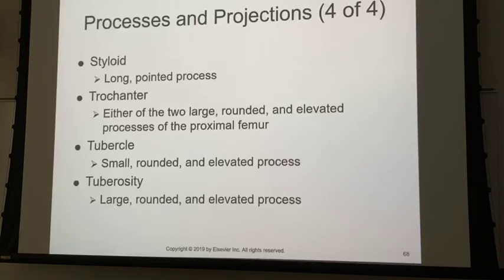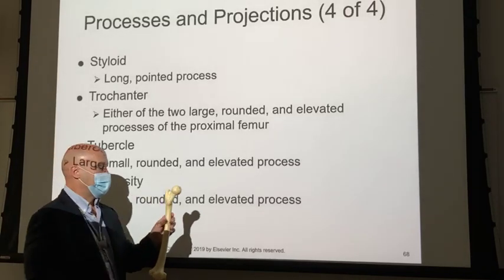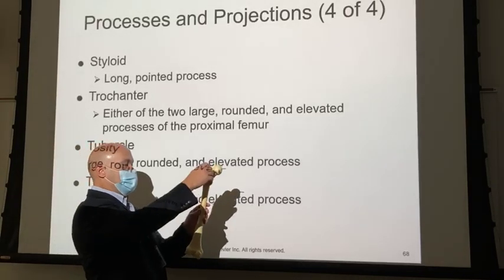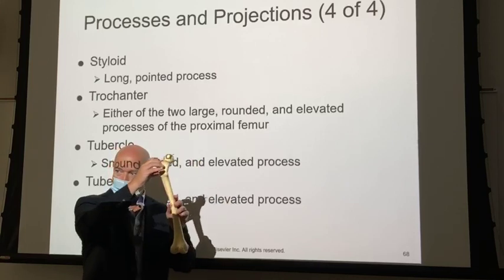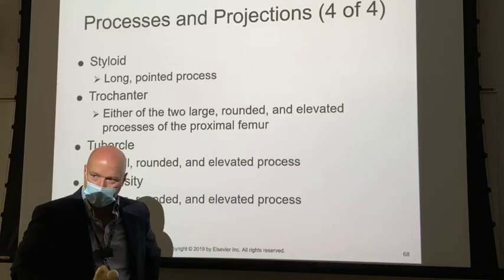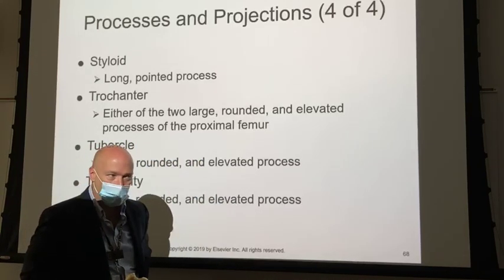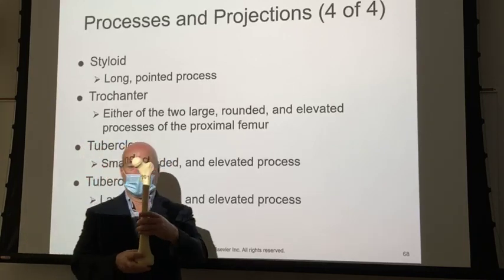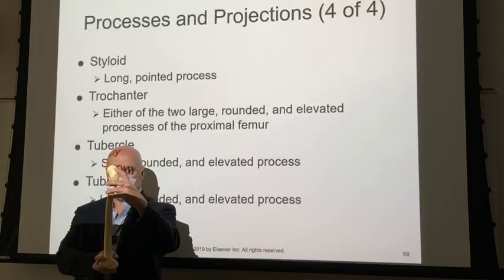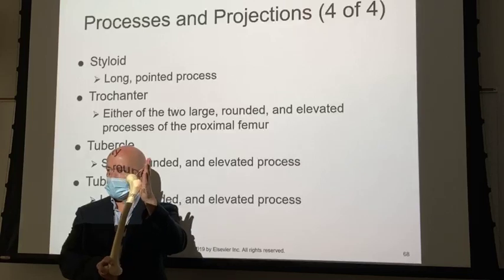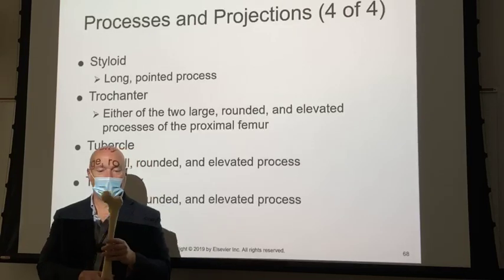A trochanter is specific to the hip. So you've got two trochanters. You've got a greater trochanter. This is a big wad of goo right here. If you mash on your hip and you rotate your hip back and forth, you can actually feel that passing. So as you internally, externally rotate, you can actually feel that thing going past your hand.